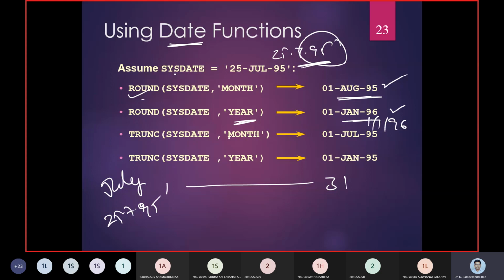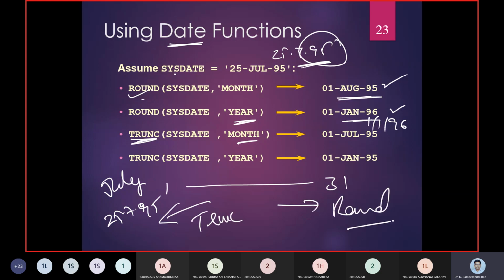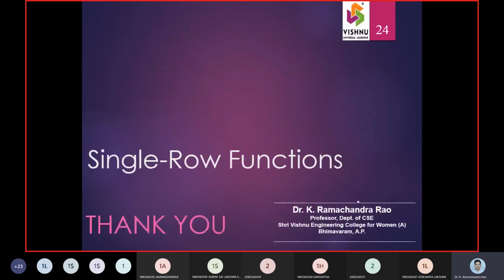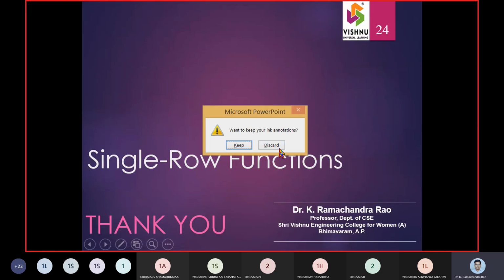Similarly, you can see the opposite way with trunc. It brings it to the lower side. So trunc moves to the lower side, and round pushes up to the upper edge. So that is the care we should take when we work with date functions. So that is all regarding the single row functions.